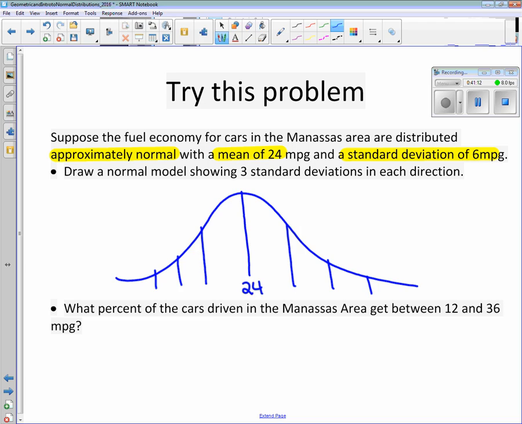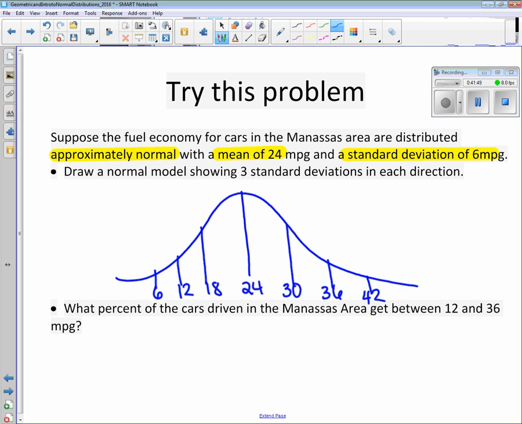So what's 24 plus 6? So I have 30. And what's 30 plus 6? And then another 6, 42. Now, we know hybrids get more than 42 miles to the gallon. I get that. Pretend that this is pre-hybrid. Going backwards, 24 minus 6, 18. Minus another 6, minus another 6. Hummer.